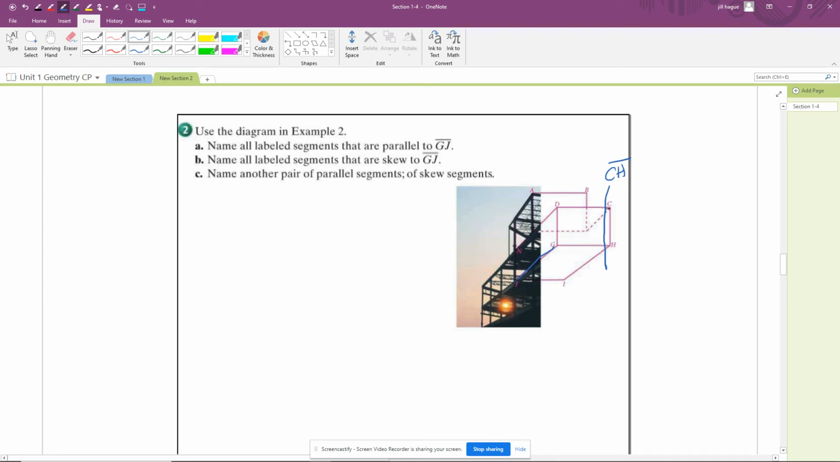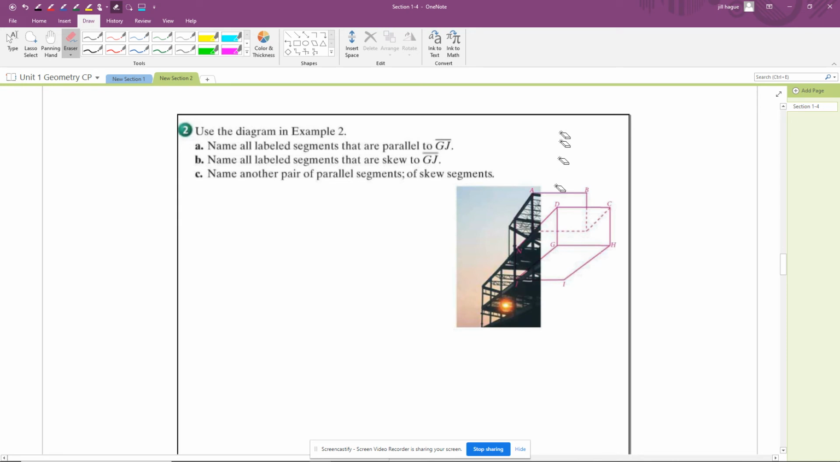So the other one that would be skewed to it would be DC. DC would also be skewed to that. And another one that would be skewed would be AB. So those would be skew to GJ or JG, okay? And then it asks for another pair of parallel segments and another pair of skew segments. So you guys could have a lot of answers for those, all right?